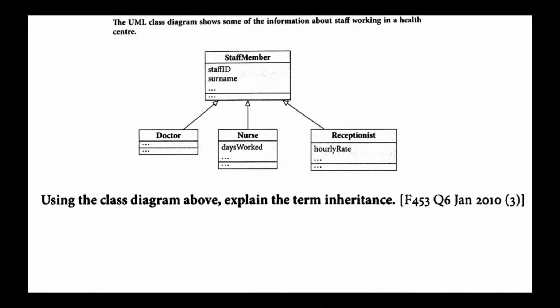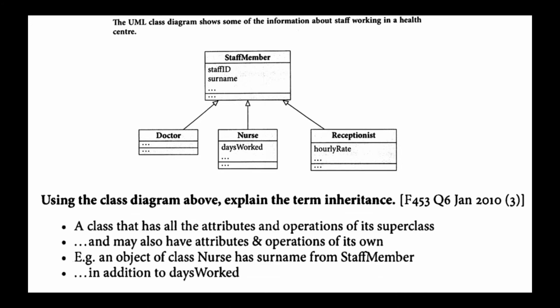Use the class diagram above to explain the term inheritance. A class that has all the attributes and operations of its superclass and may also have attributes and operations of its own. For example, an object of class nurse has surname from staff member. In addition, it has the days worked. Another example you could have given was the receptionist, which has the surname from the staff member, and in addition the hourly rate.